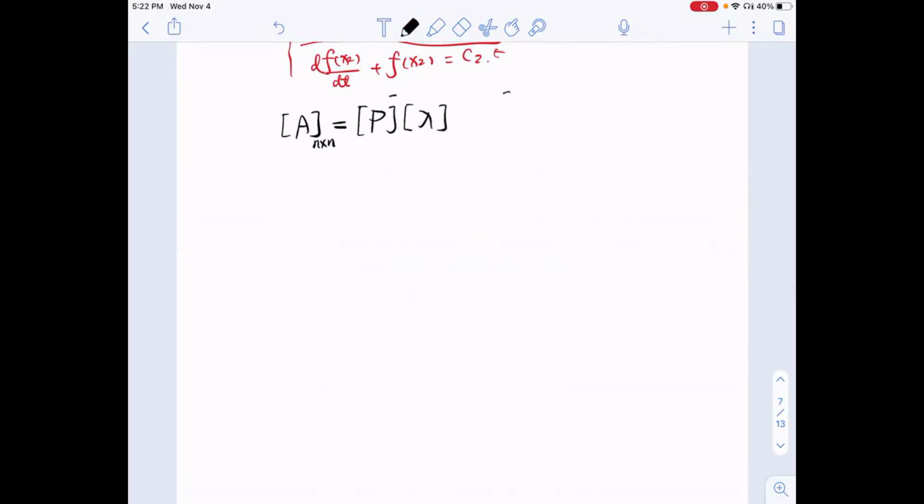So when you have a matrix A, let's say your A is an n by n matrix, then we're able to decompose your A into 3 matrices. So this P is also n by n, lambda is n by n, P inverse is n by n.